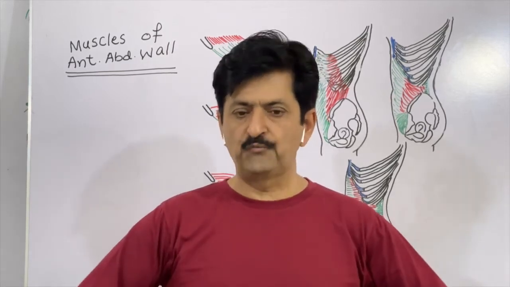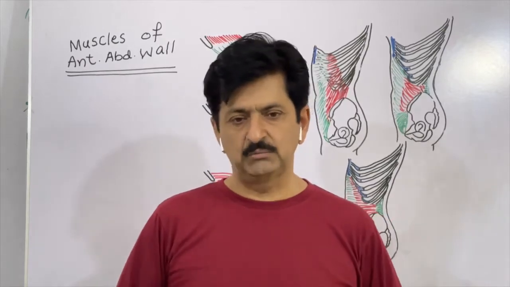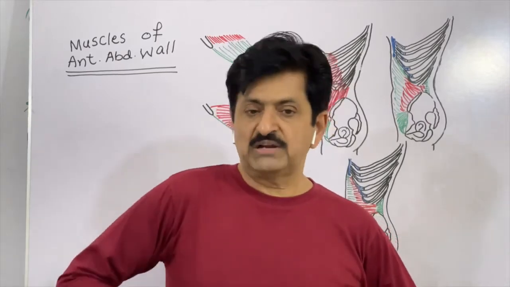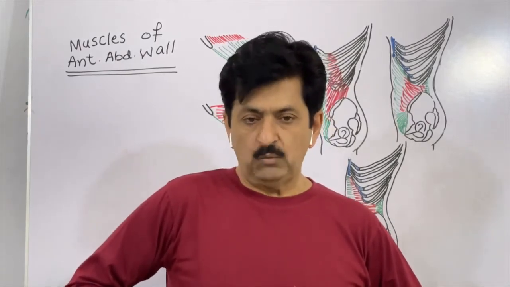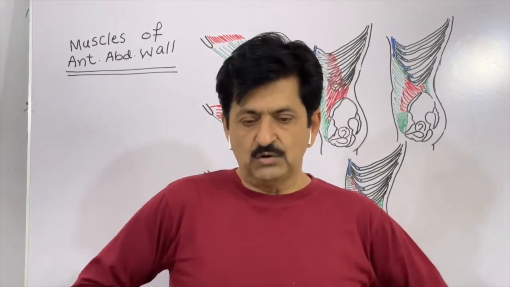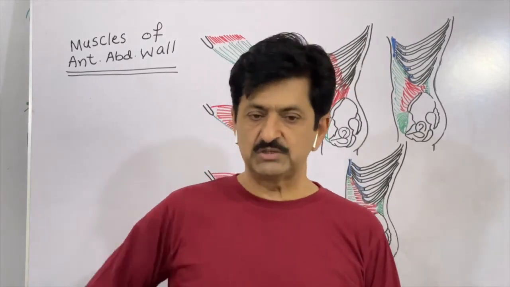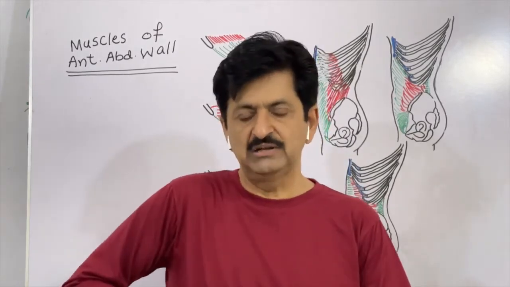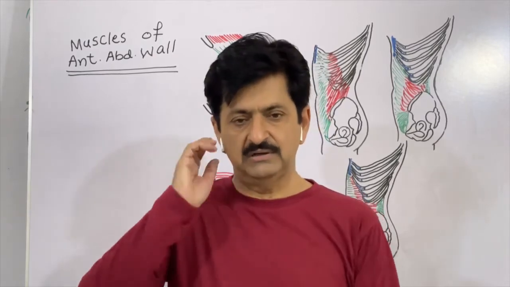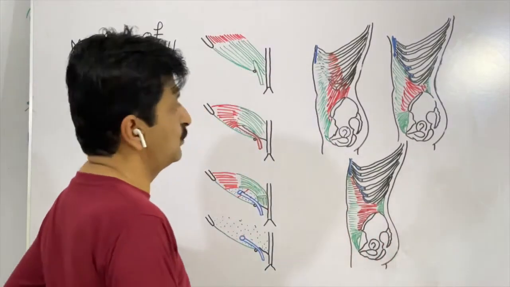But if you remove these three layers, the next three layers will be the muscles. These muscles will occupy the anterolateral aspect of the abdominal wall, the lateral as well as anterior. This anterolateral aspect of the abdominal wall is occupied by three muscles, one after the other. One will be superficial, another is intermediate, and the third will be the deepest. So three muscles, and you will see that they look like this.